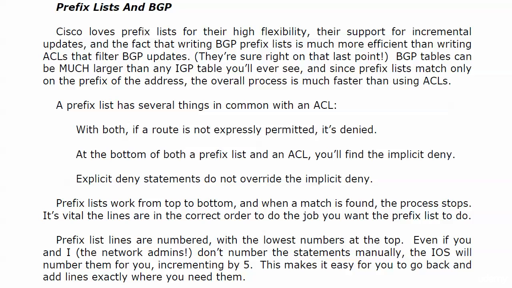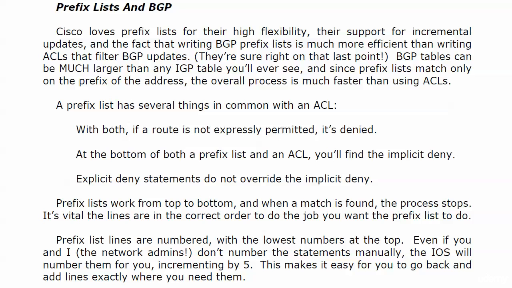The great thing is, when you're learning prefix lists, especially if this is the first time you've ever seen them, they have quite a few things in common with ACLs. They work just about the same. In a prefix list, if a route is not expressly permitted, it is implicitly denied. At the bottom of a prefix list, as well as an ACL, we have that implicit deny, and explicit deny statements do not override the implicit deny. I know you know that from ACLs, but the same thing is true of prefix lists. The operation is much the same. Prefix lists work from top to bottom, and when you find a match, the process stops. So we know the lines have to be in the right order to do the job that we want the prefix list to do.